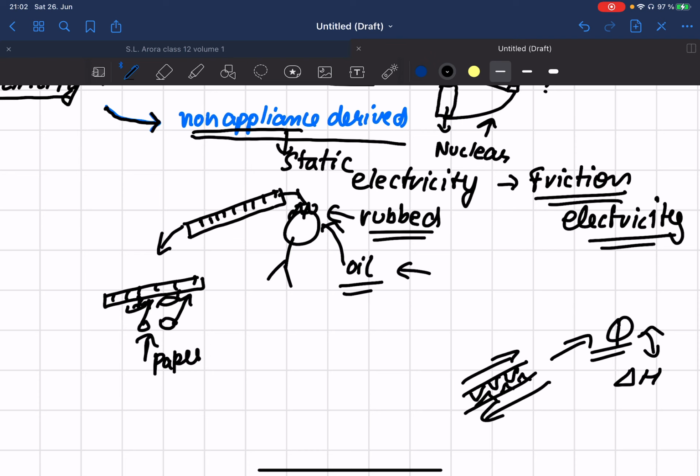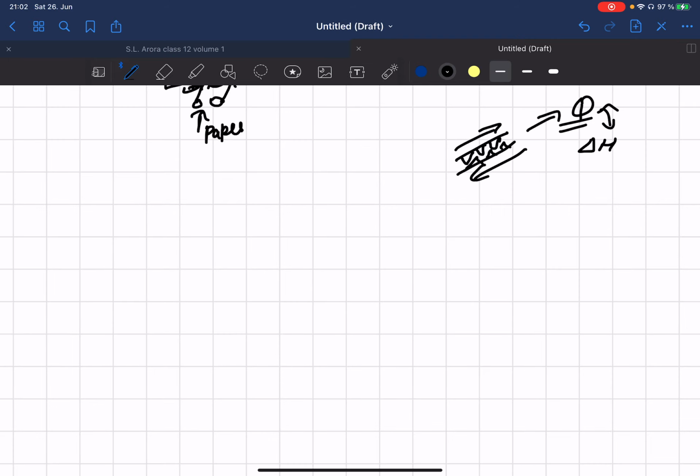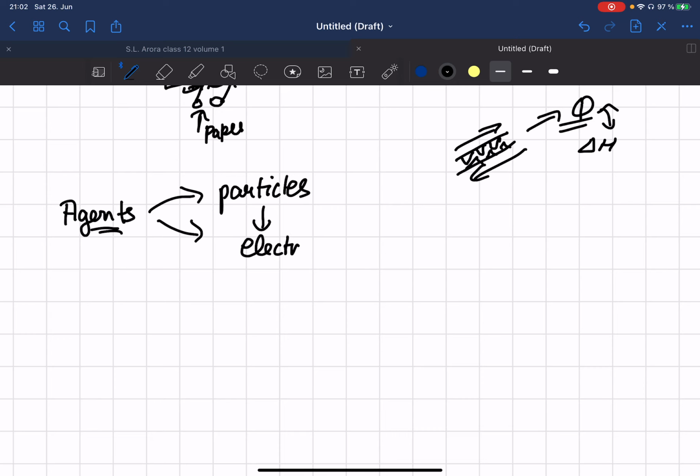So yeah, that's basically all about electricity. What the hell is electricity? I guess you got an idea. Now, what is the agent that causes electricity? Agents are these small particles, and basically these are called electrons. So the particles which cause electricity are called electrons.